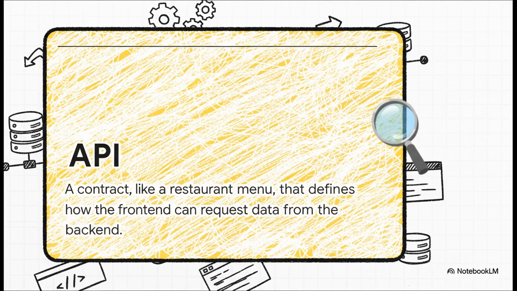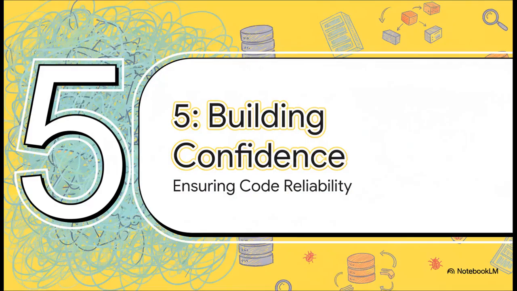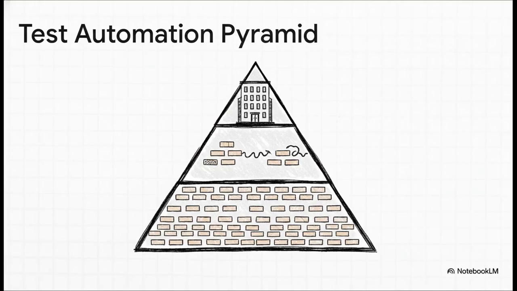to perform an action. And that brings us to our final checkpoint on this tour, building with confidence. It's one thing to build something that works right now. It's another thing entirely to build something you're confident won't break tomorrow. So how do we ensure our code is reliable? The answer lies in a strategy called the test automation pyramid.